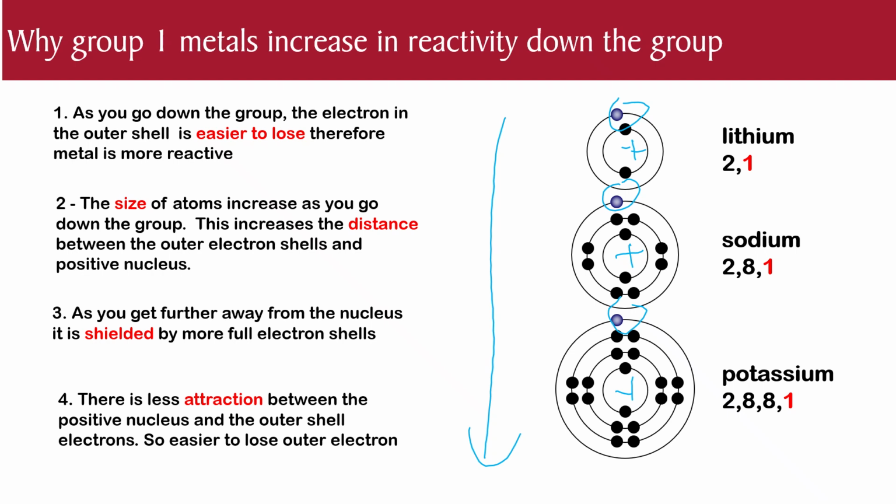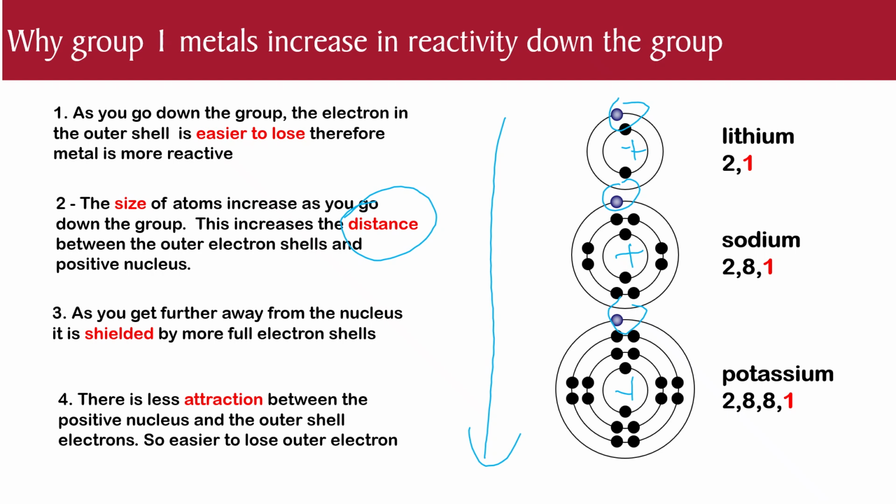So what you've got to do now is think about summarising it. The first statement you'll say is the electron in the outer shell of potassium is easier to lose than the outer electron in lithium. Then it's three reasons why. Reason number 1 is the distance from the positive centre to the outer electron. The bigger it is, the easier it is to lose that electron.